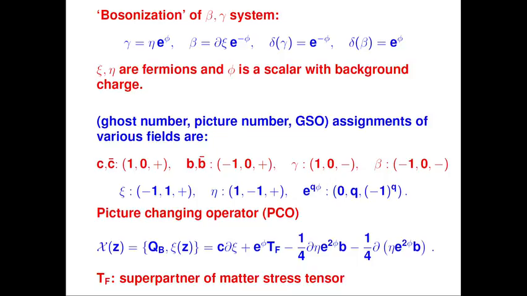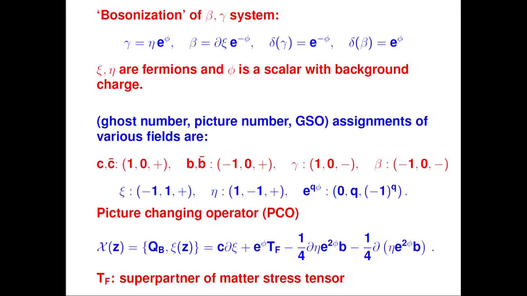So, here are the ghost number assignments of the c, b, gamma, beta system. c has ghost number 1, b has ghost number minus 1, gamma has ghost number 1 because it is the super partner of c, and beta has ghost number minus 1. And all of these original fields carry picture number 0.